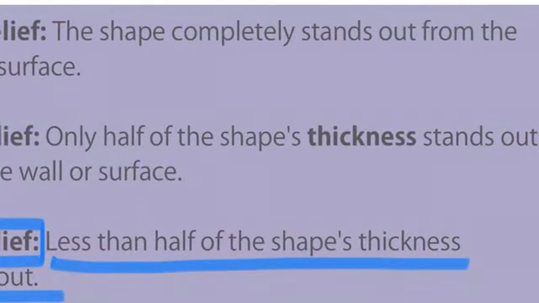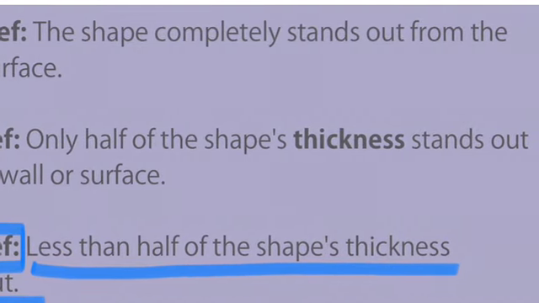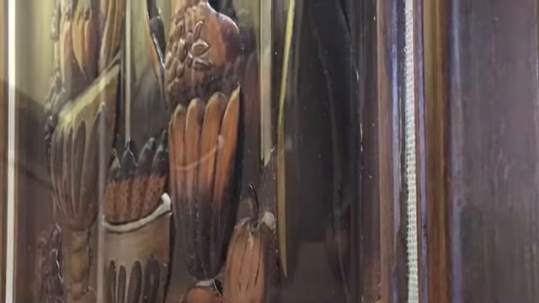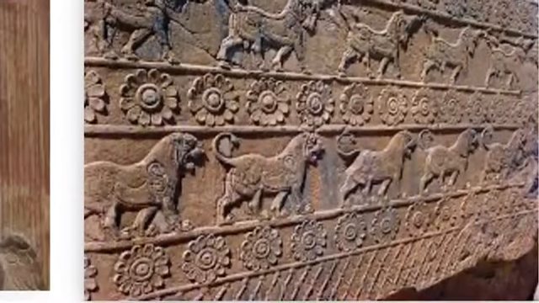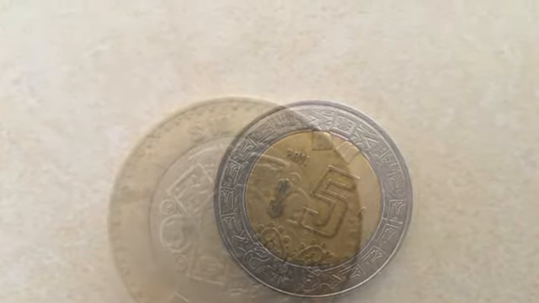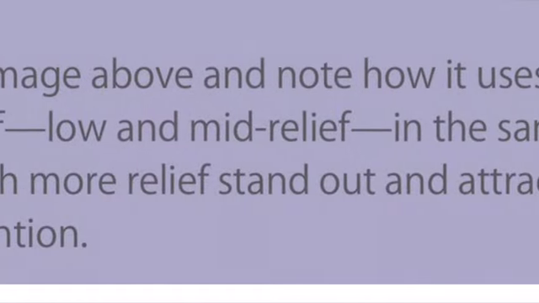Now the low relief is when less than half of the shape's thickness is out of the sculpture. So you can only feel the texture of each sculpture. That means if you touch a sculpture, you can feel it with the tip of your fingers. As you can see in these images, as an example, imagine that you touch the sculptures. How would you feel these examples of sculptures? And well, the coins are a clear example of low relief.